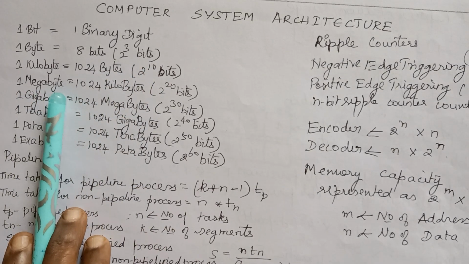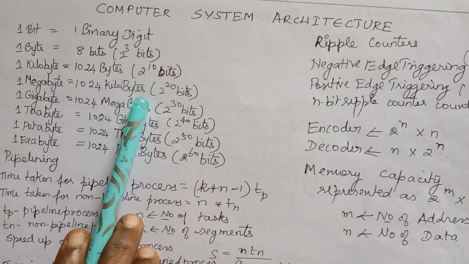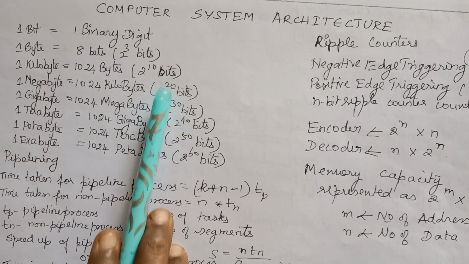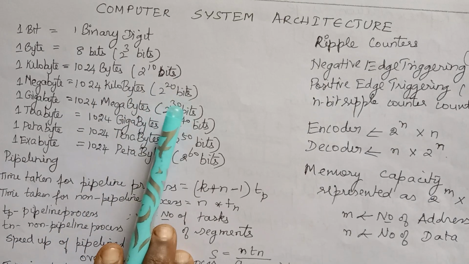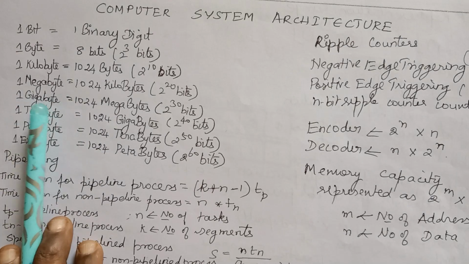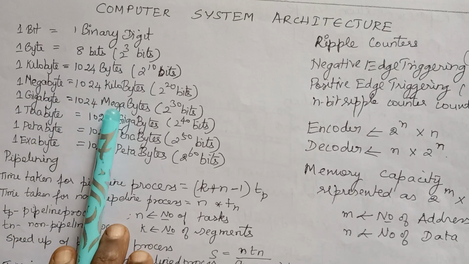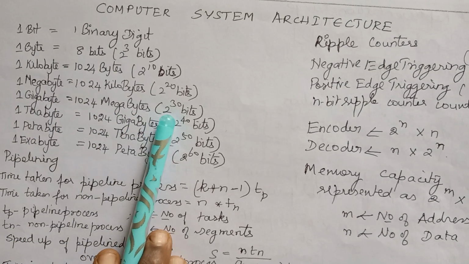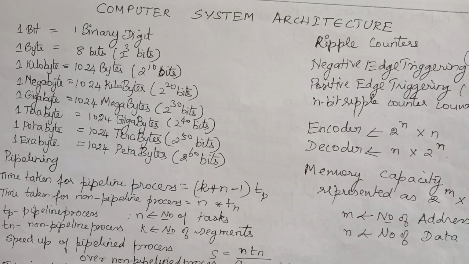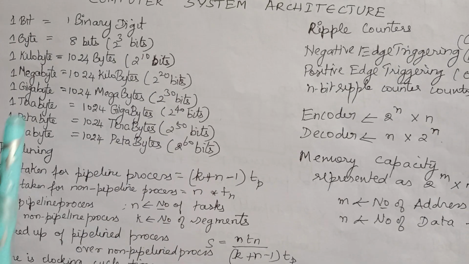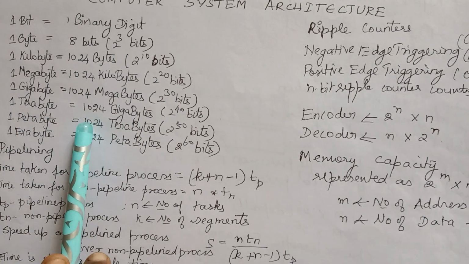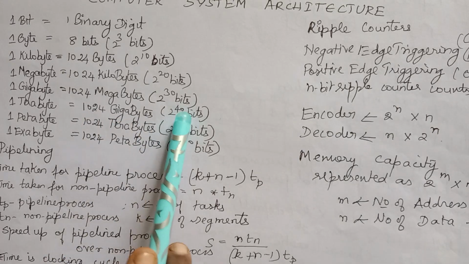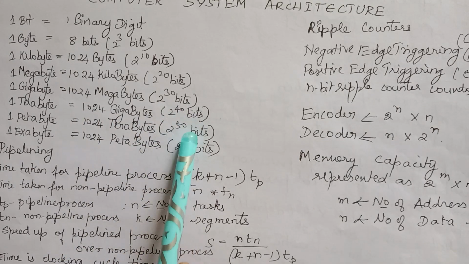Then 1 megabyte is equal to 1024 kilobytes. You can write that as 2 to the power 20 bits. Then 1 gigabyte is equal to 1024 megabytes, which you can write as 2 to the power 30 bits. So 1 terabyte equals 1024 gigabytes, that is 2 to the power 40. So you can write 2 to the power 40 bits.